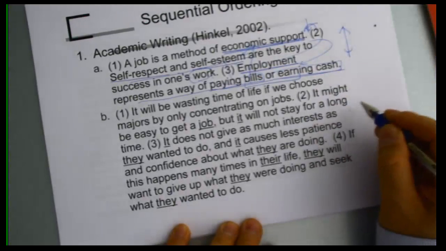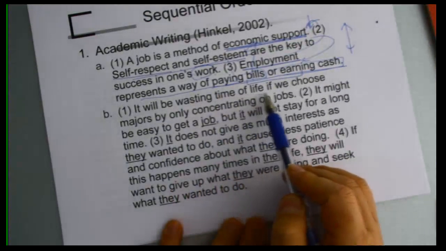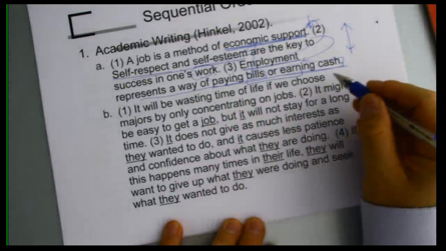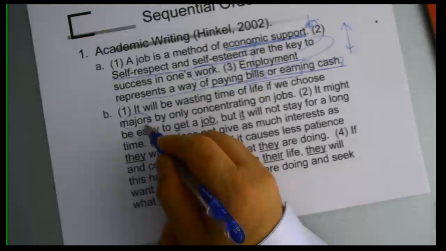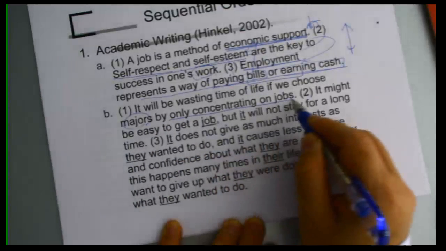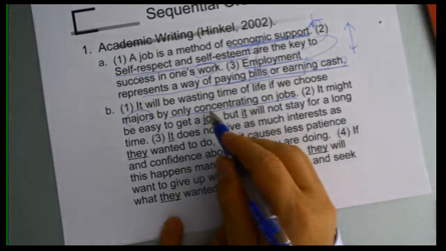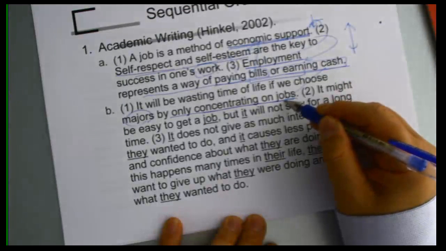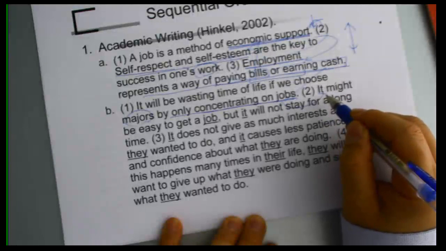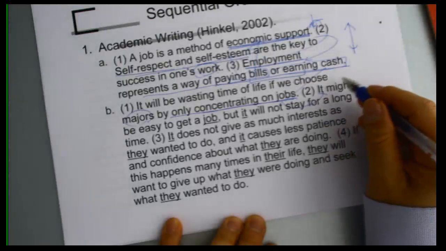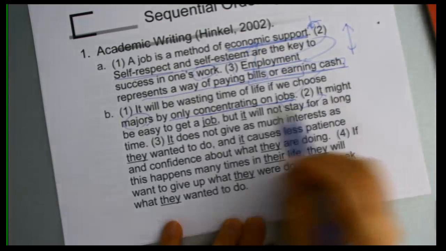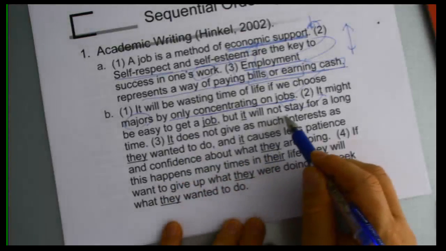Let's take a look at this non-native writing. It says, it will be wasting time of life if you choose majors by only concentrating on jobs. So he's talking about choosing a major in college, and why the choices are made. Probably because you want to have a good job. That is the theme. Let's take a look at the second sentence to see whether this non-native speaker continues to do the same. It might be easy to get a job, but it will not stay for a long time.